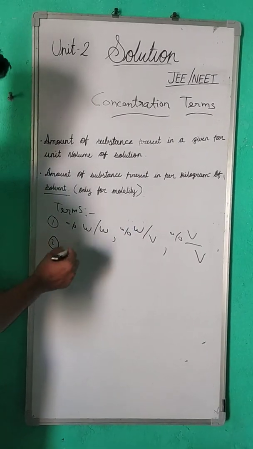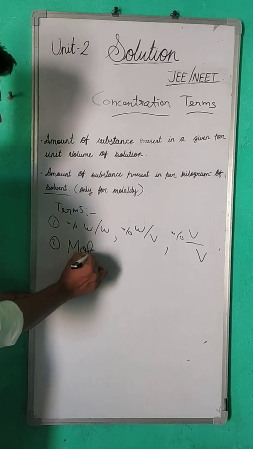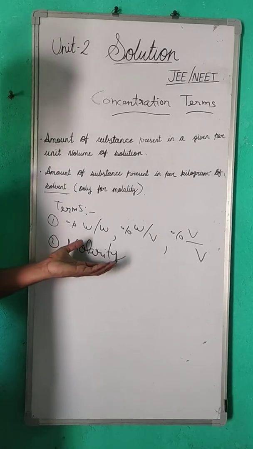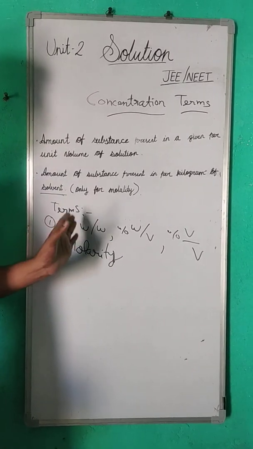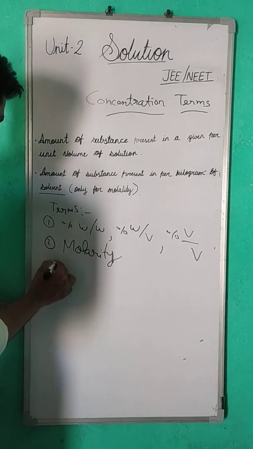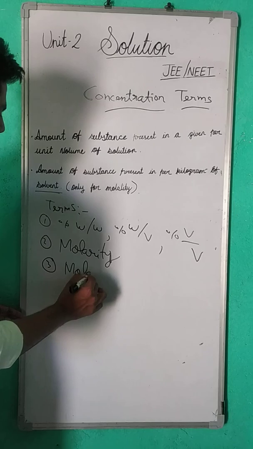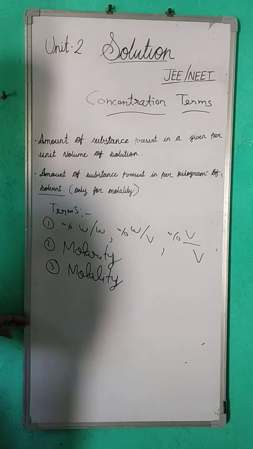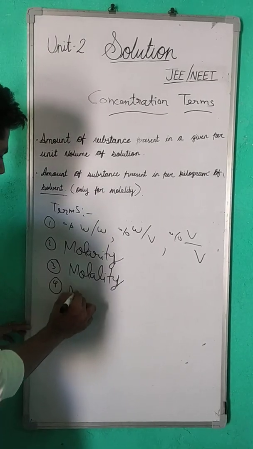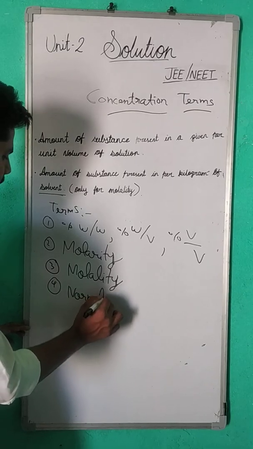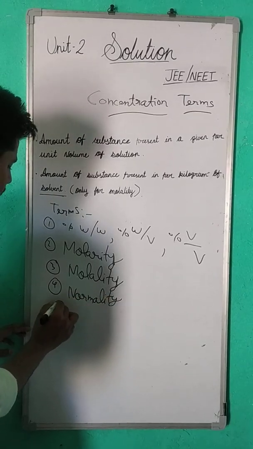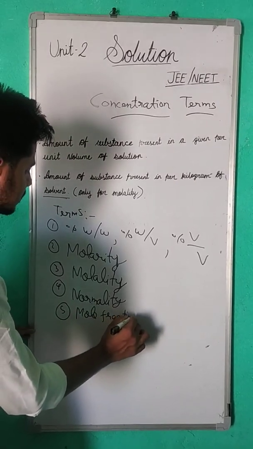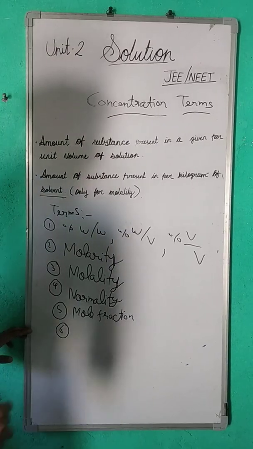Next, a very important concentration term, molarity, which you have already discussed in your 11th science syllabus and which is one of the most important terms used for defining various concentration terms. Third, you will have molality. Then we are going to have normality, then mole fraction, then we are going to discuss ppm.